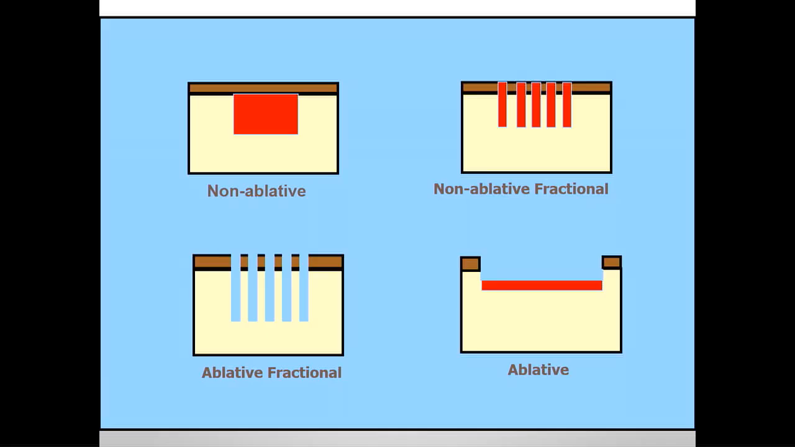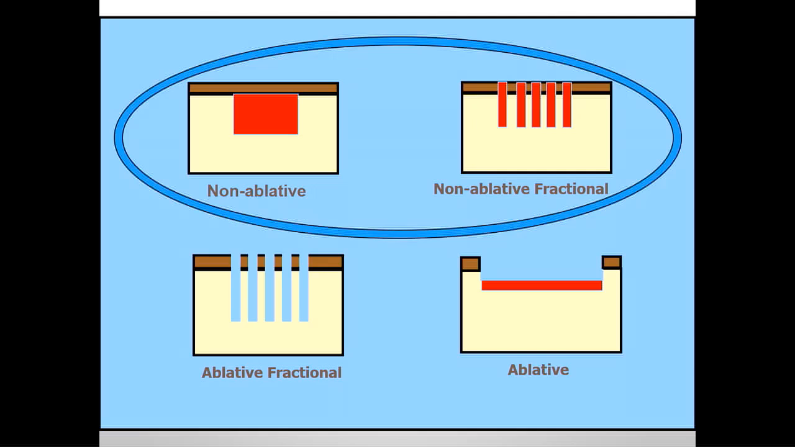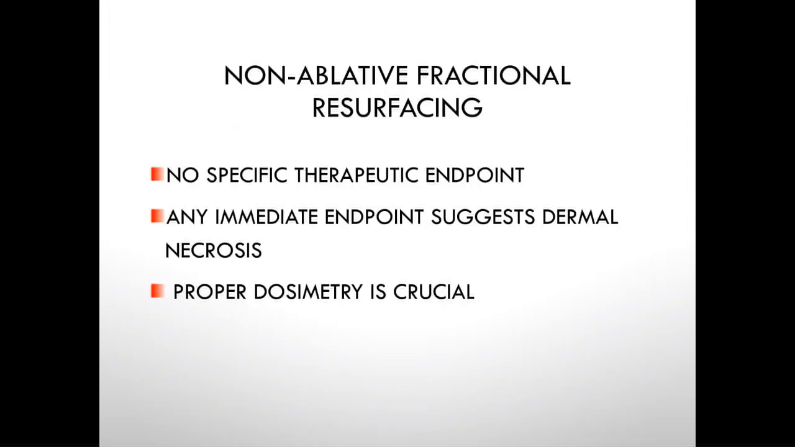So these are the patterns of resurfacing of the skin: the non-ablative, the ablative, and the fractional resurfacing. The non-ablative fractional coagulates the skin, produces columns of coagulated skin, whereas the ablative fractional removes or ablates columns of the skin. And I will be discussing the adverse events of the above two. So we start with the non-ablative fractional resurfacing.